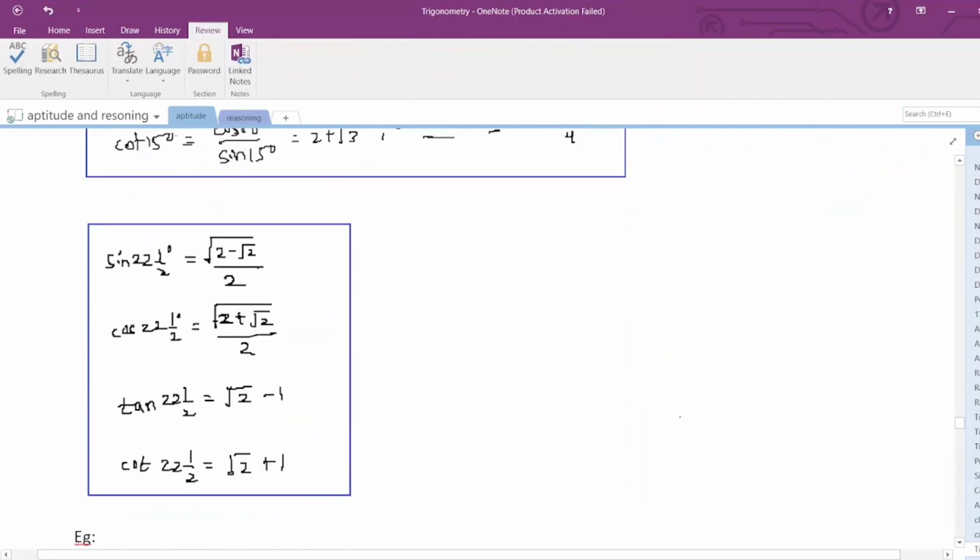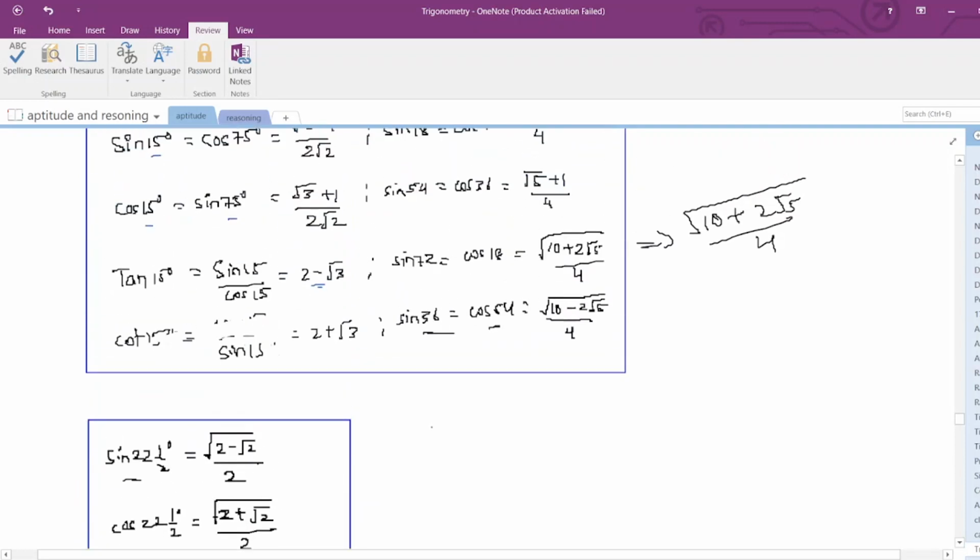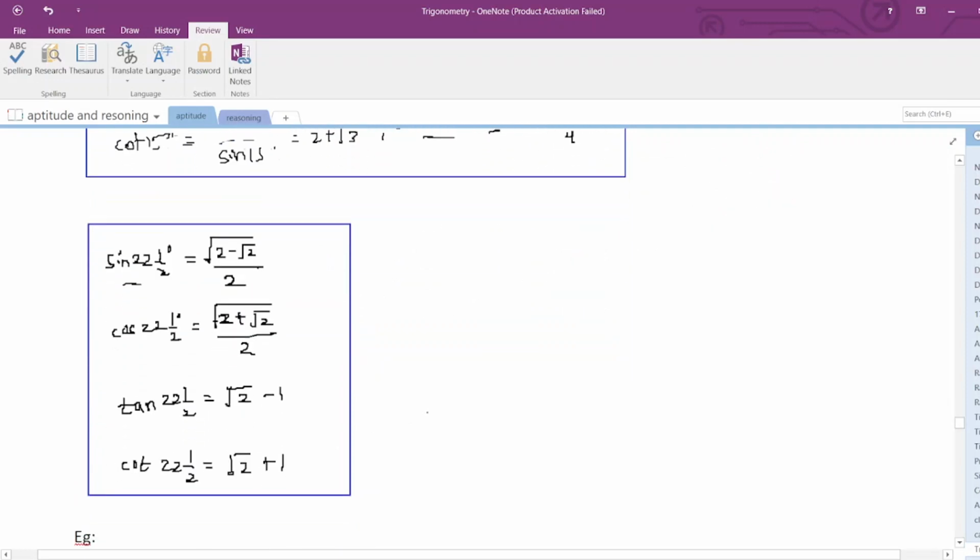Not only this, below are also direct questions they can ask. Sin 22.5 degrees is equal to root of (2 minus root 2) by 2. In the same way, cos 22.5 is the opposite. tan 22.5 is equal to root 2 minus 1, cot 22.5 is equal to root 2 plus 1. Important direct questions, you can directly see these kinds of things. What is the value of cos 15? What is the value of sin or cos 22.5 degrees?